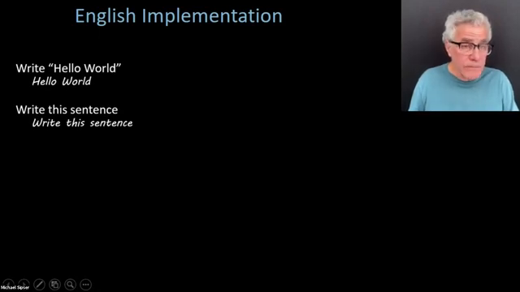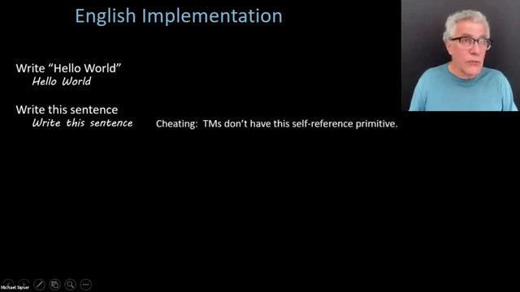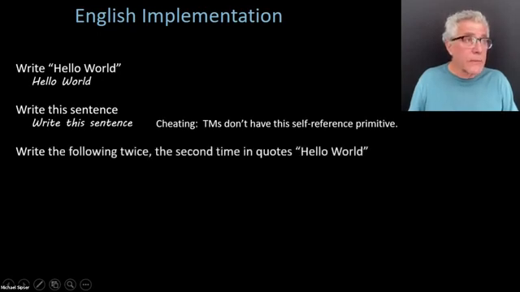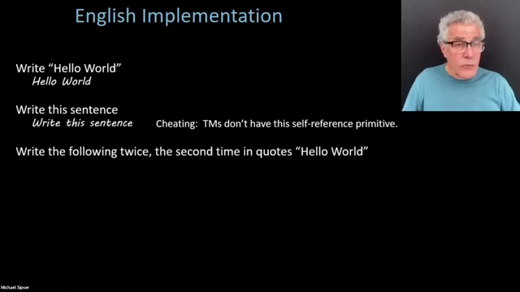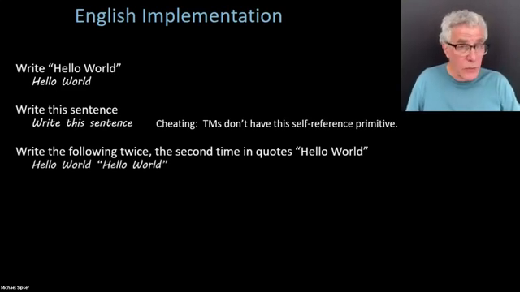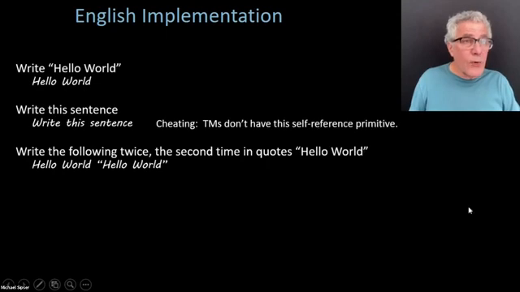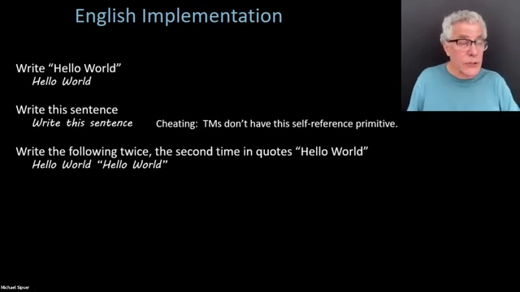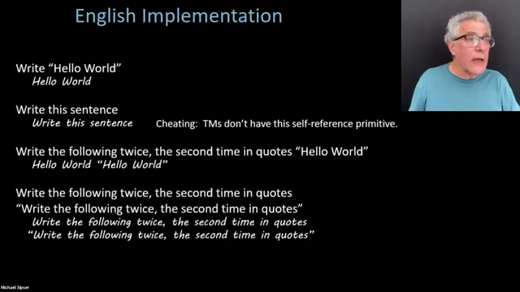So let me show you how to do that in English. Turing machines don't have the self-reference primitive, so let's look at another sentence here: "Write the following twice, the second time in quotes. Hello world." So what do we get if we follow that instruction? Well, you get hello world, and then hello world again, now in quotes. Okay, hopefully not too bad. But now I'm one step away from doing the implementation of the self-reproducing algorithm in English: "Write the following twice, the second time in quotes, and then in quotes, the same text."